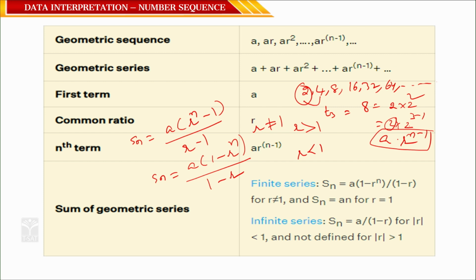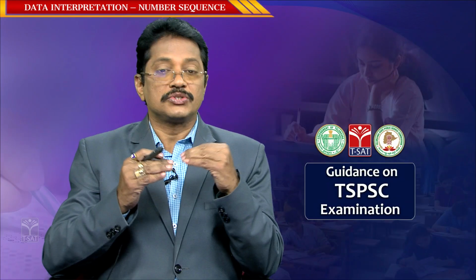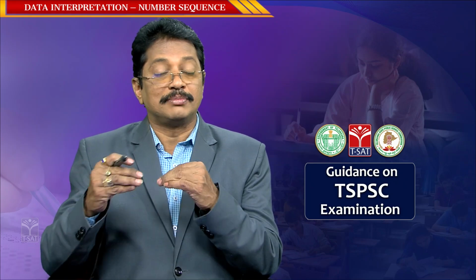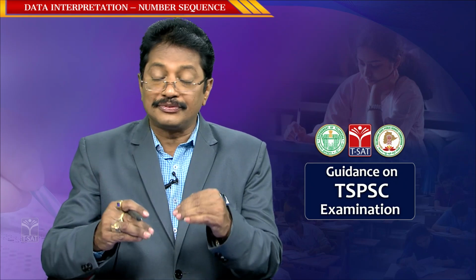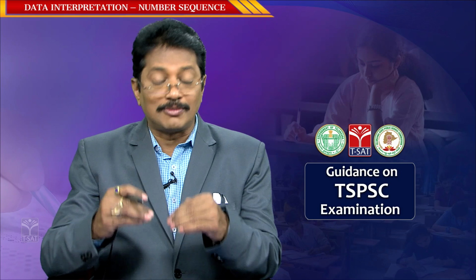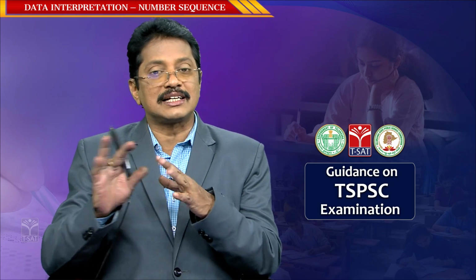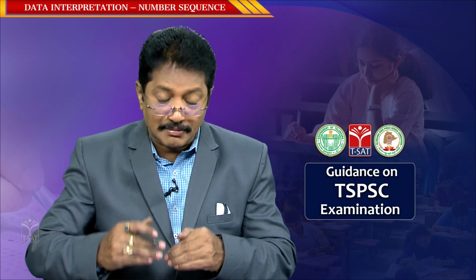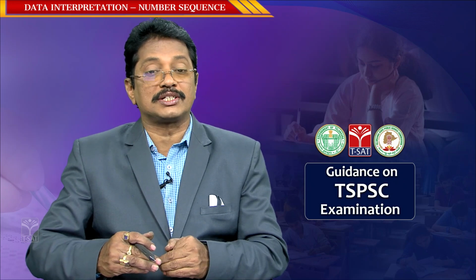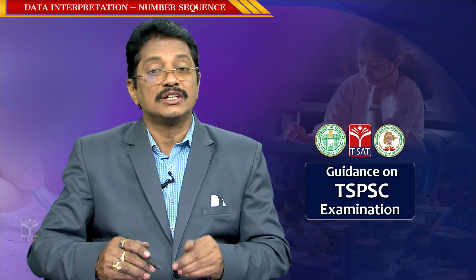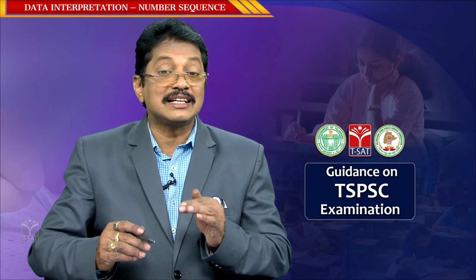This is very important information. So, Sn is equal to a times r to the power of n minus 1 by r minus 1 is the sum of n terms of a geometric progression where r is greater than 1 and r is not equal to 1. And the sum of n terms of a geometric progression Sn is equal to a times 1 minus r to the power of n by 1 minus r where r is less than 1.